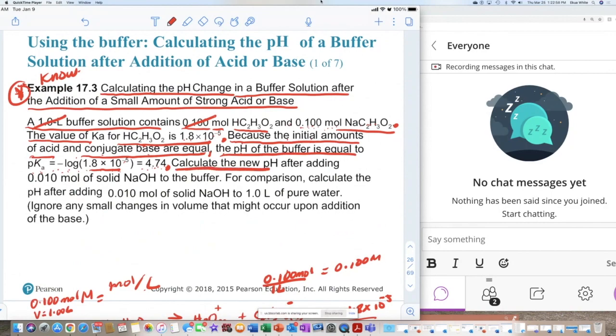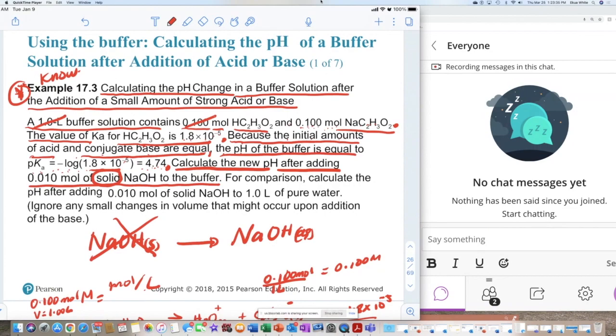Now they're saying calculate the new pH after adding 0.01 moles of solid sodium hydroxide to the buffer. Here's the key. Even though you're adding a solid, when the solid gets into solution, it will become aqueous. So if you're a person who gets caught up with words, you're okay. When the sodium hydroxide solid gets added, it will become aqueous sodium hydroxide. So we're going to be dealing with the aqueous sodium hydroxide, and you shouldn't say nothing will happen.